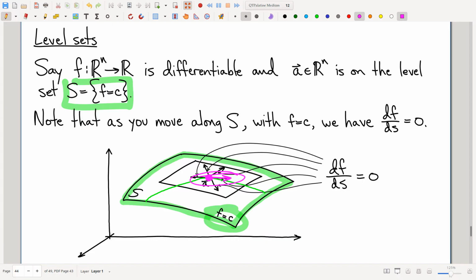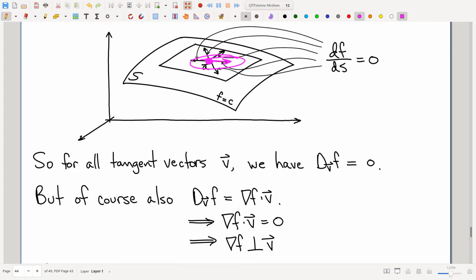And what can I say about this velocity vector? Well, it's a tangent vector to the curve, and therefore it's a tangent vector to the surface. And I make the observation, you can do that for any one of these tangent vectors. Every tangent vector to the surface is a velocity vector for some curve. The function's not changing. Right? So for any tangent vector to our surface, the rate of change of the function is 0.